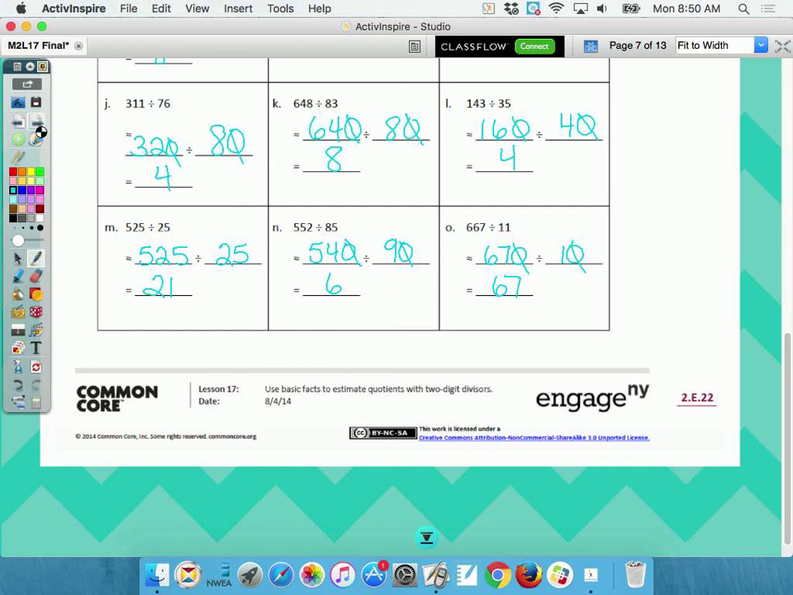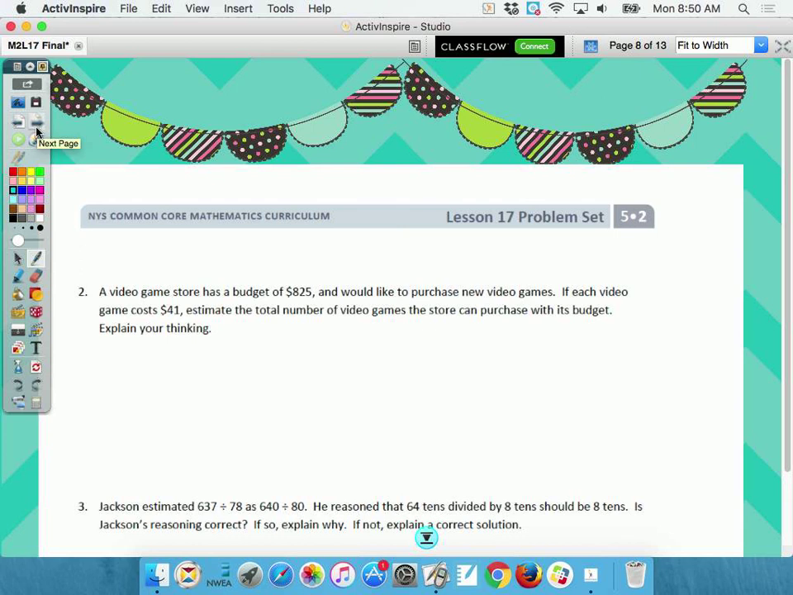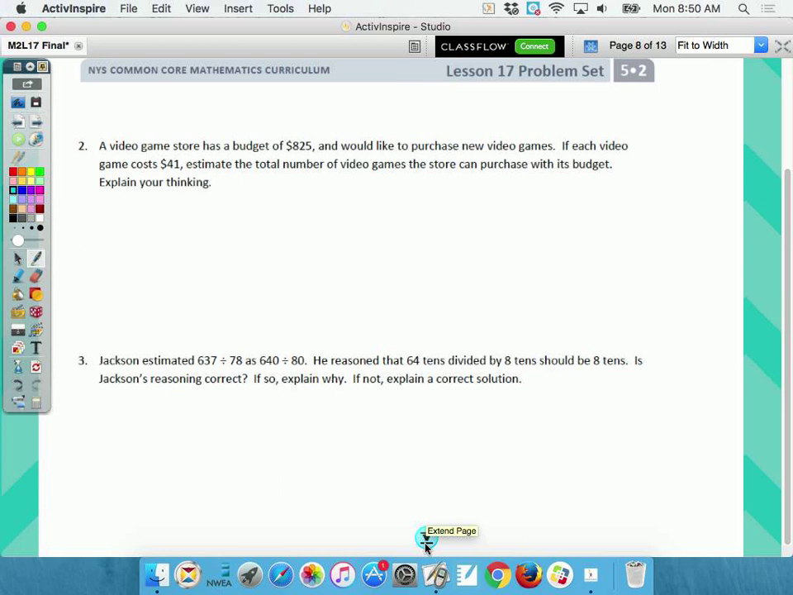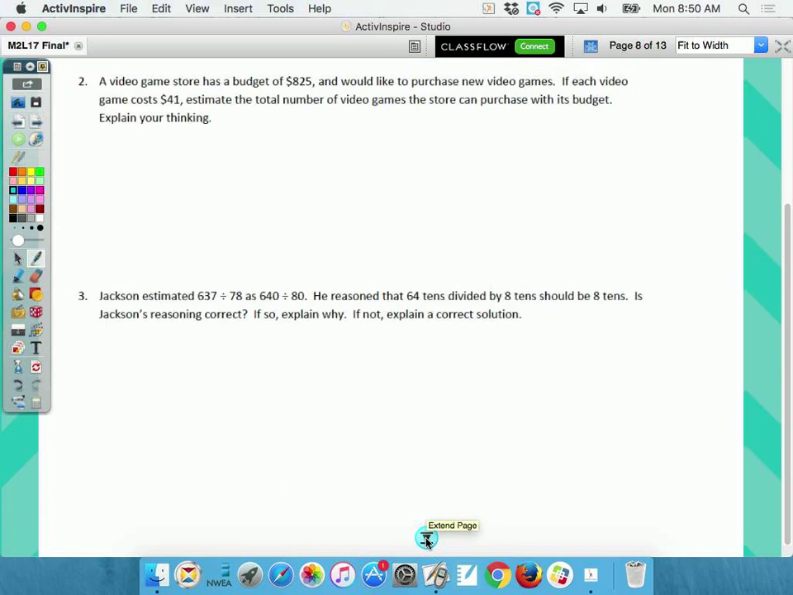Okay, what do we have next? Word problems. Oh, it's no video game. Do you need about 10 minutes to do your exit ticket? We'll work on this for about 8 minutes, and then we will move on to the exit ticket. The exit ticket looks pretty easy. Number 2 is the one I want to concentrate on right now.